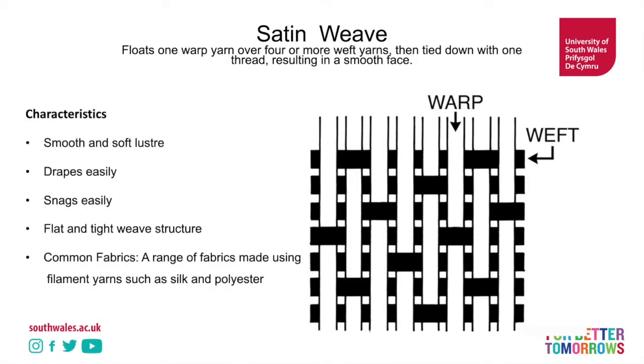So it can be smooth and soft, it drapes easily, and it snags easily because of the type of weave. You can see lots of areas here, lots of threads able to be snagged. It's flat and tight because of the way it's woven. And there's a range of fabrics using filament yarn such as silk and polyester. So when we say satin weave, we mean it's using a filament yarn. So silk is a filament because it's a single yarn, not a cellulose kind of spun yarn, something like cotton, and polyester, of course, is a filament.